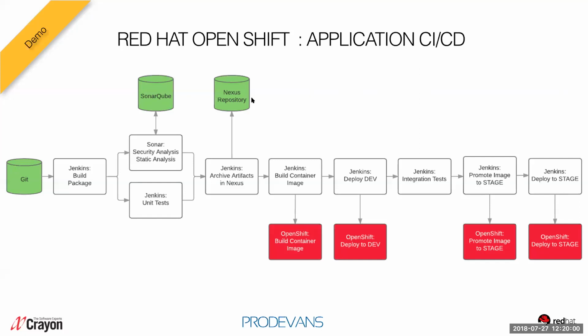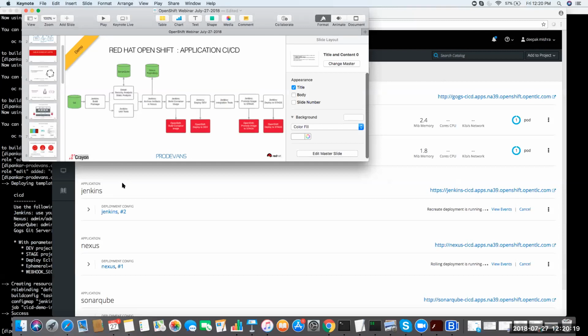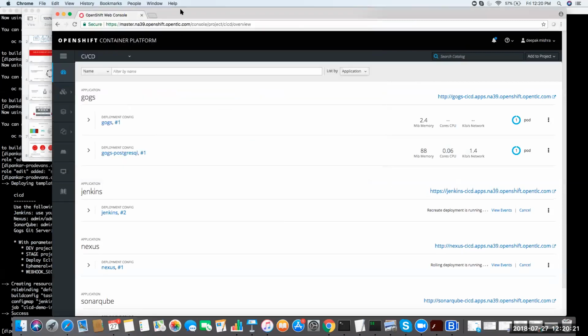The test will go on, and once your dev goes live, it will wait for you to approve, and only then does it promote to stage. You can do that for production also. Once you approve, it will do the deployment to the stage. So that is how the flow is going to be. Let's see what is going on here.